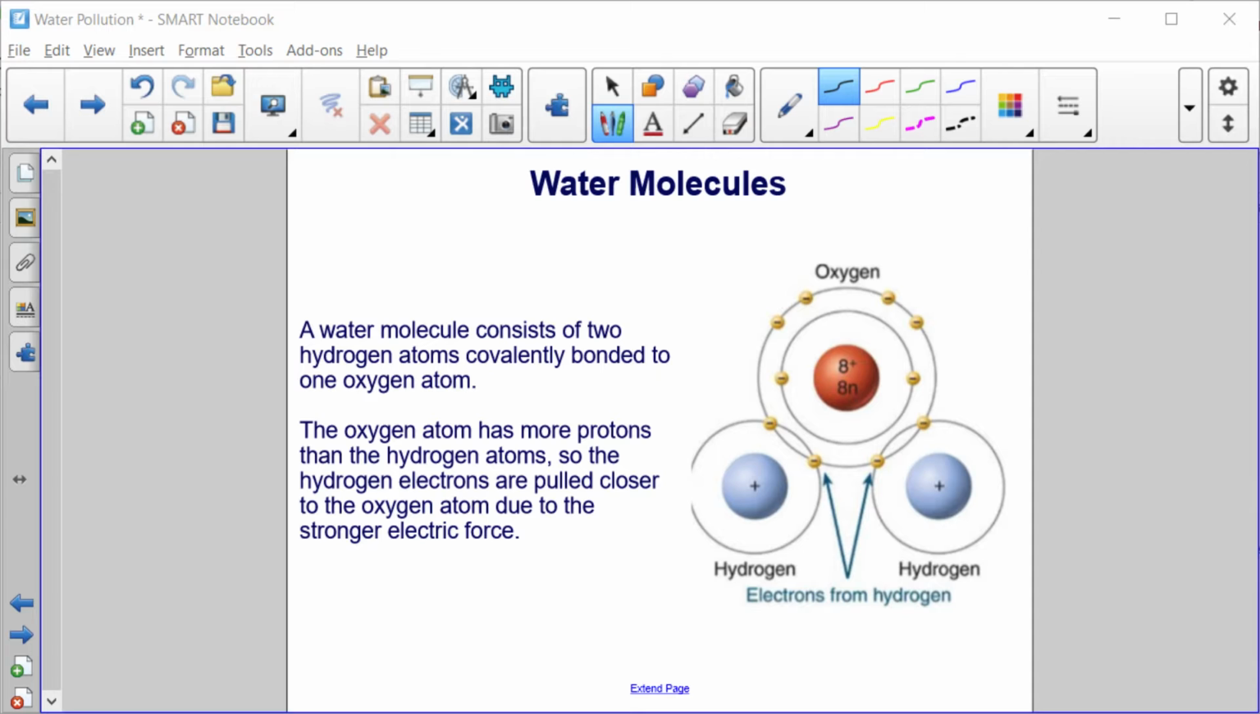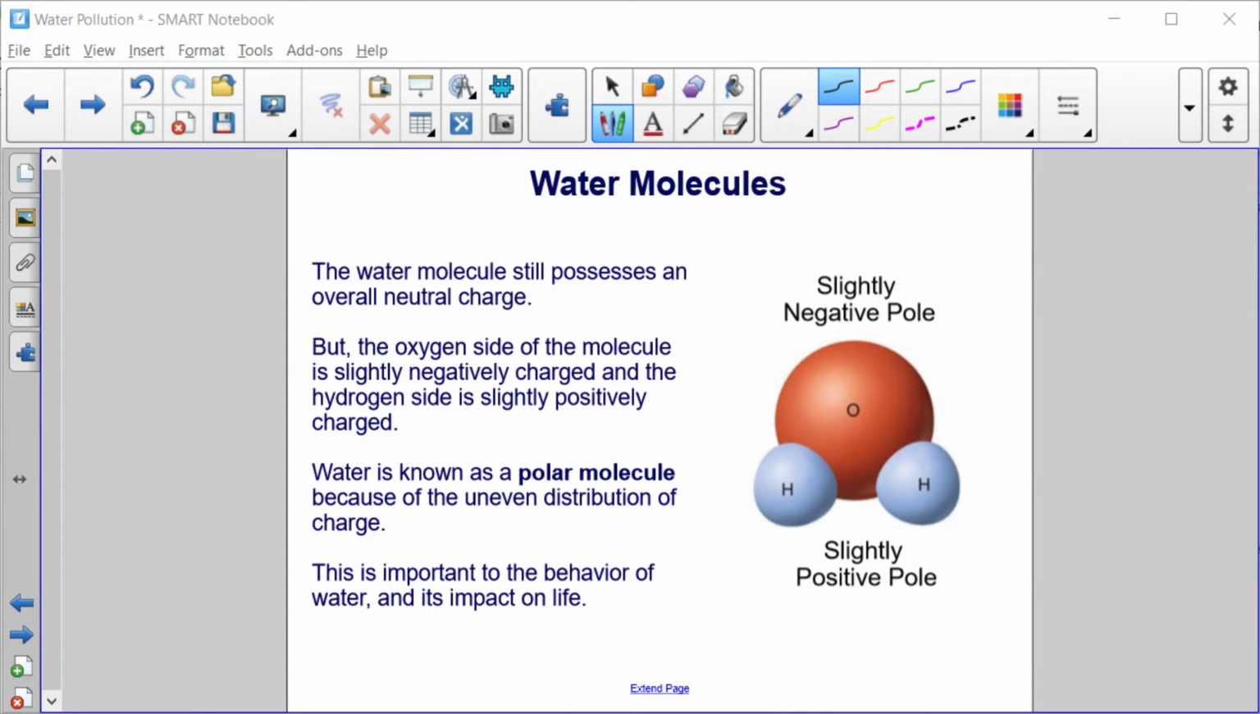Water molecules. A water molecule consists of 2 hydrogen atoms, as you can see here, covalently bonded to 1 oxygen atom that you see here. The oxygen atom has more protons, so 8 protons in the oxygen atom, 1 in each hydrogen. So the hydrogen electrons are pulled closer to the oxygen atom due to that stronger electric force. So this electron from hydrogen is pulled closer to this oxygen nucleus due to that strong positive nucleus.